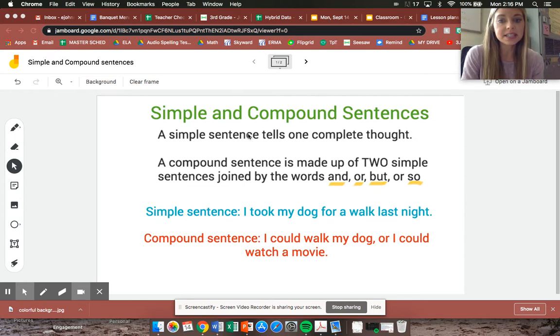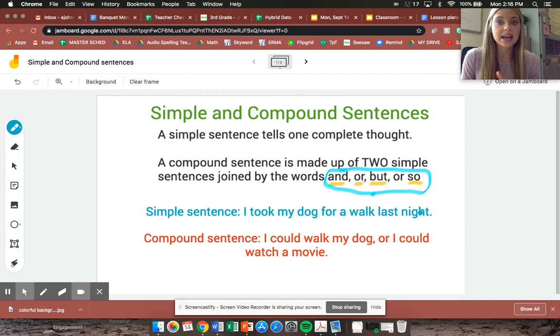It says a simple sentence tells one complete thought. A compound sentence is made up of two simple sentences joined by the words and, or, but, or so. Okay, these words here are really important. Those are called conjunctions. Say that right now. Conjunctions. Okay, so a conjunction will join a sentence together. Two complete thoughts together. One complete thought, second complete thought, joined together by one of those conjunctions.